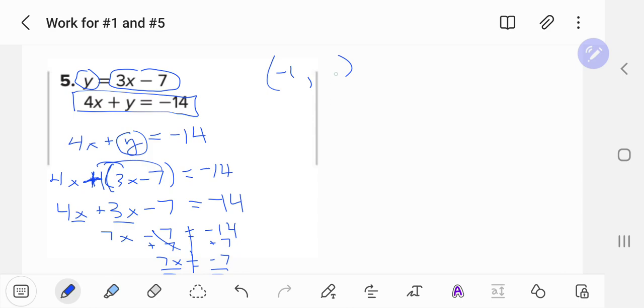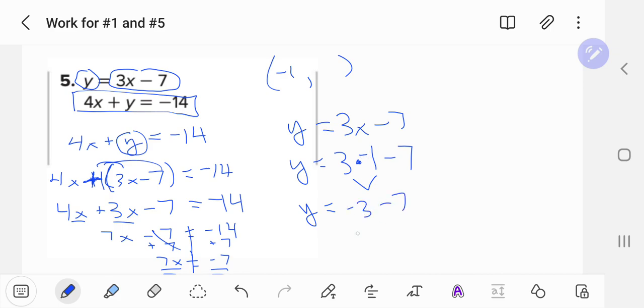Now we have to sub in again to get that y coordinate. So the y is going to equal 3x minus 7. And we think that x is negative 1. So when we do the work, we get negative 3 minus 7, y equals negative 10. Now when we sub it in, we put the negative 10 there, the negative 1 there, 3 times negative 1 is negative 3 minus 7 is negative 10, which we think it is, okay?